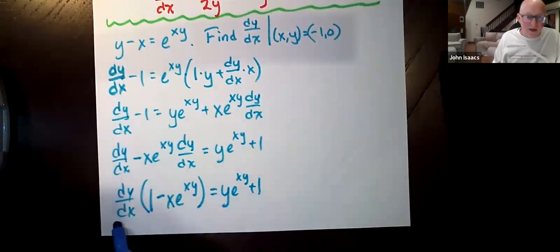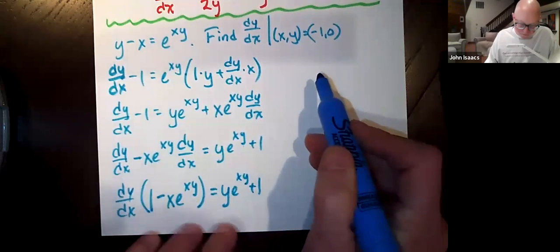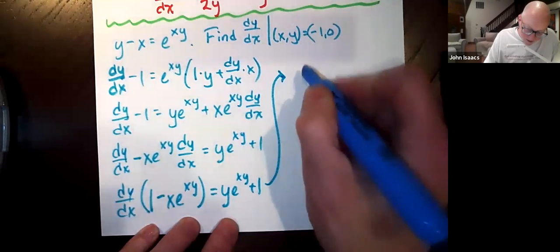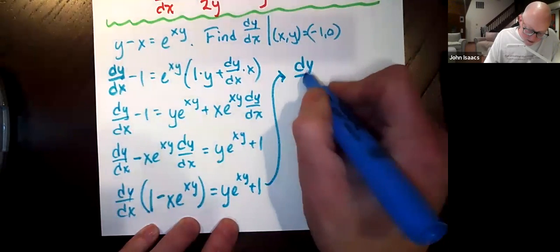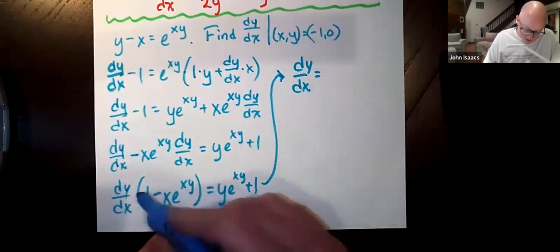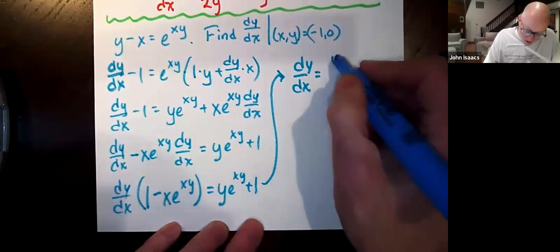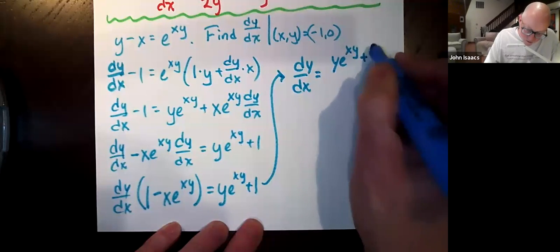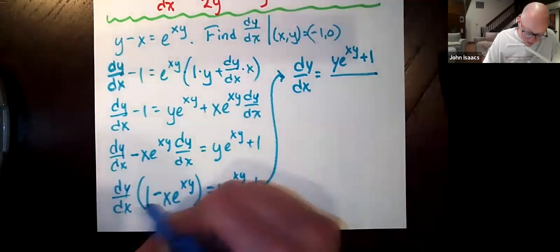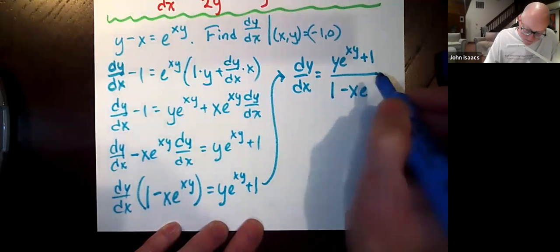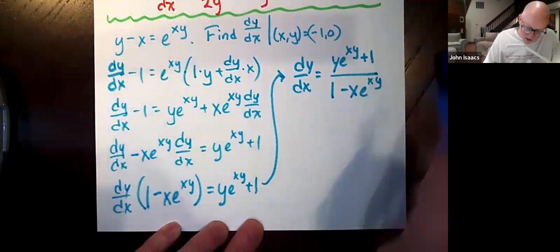And then in order to get to dy/dx, we've got to divide by this. So I'm going to put this up here. So dy/dx equals, let's see, it's going to be this divided by this. So y e to the xy plus 1 over that, 1 minus x e to the xy.